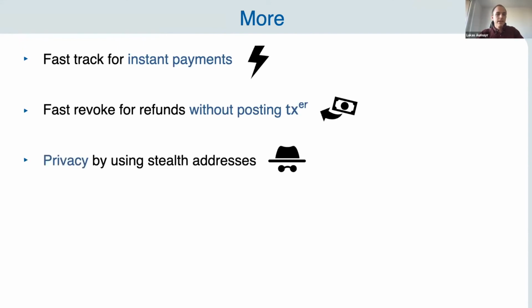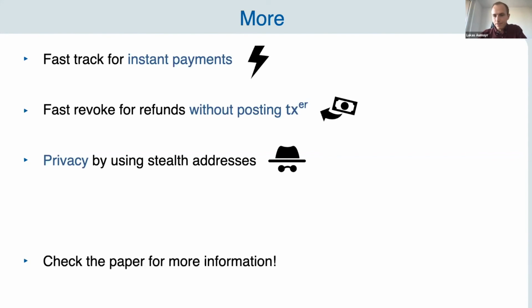The third thing is that we can achieve the same privacy as the Lightning network by introducing stealth addresses in the outputs of TXER, and thereby we can again hide the path of the payment except for the direct neighbors of the intermediaries. And I encourage you to check the paper for more information on this in case you're interested.